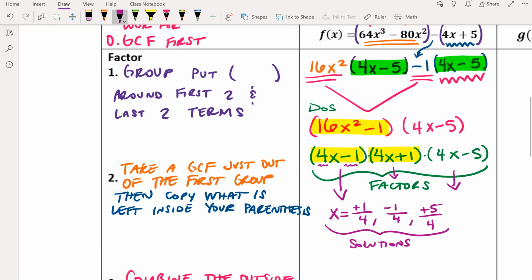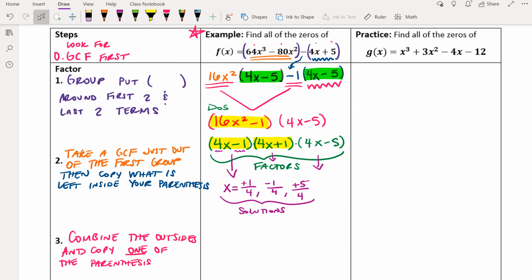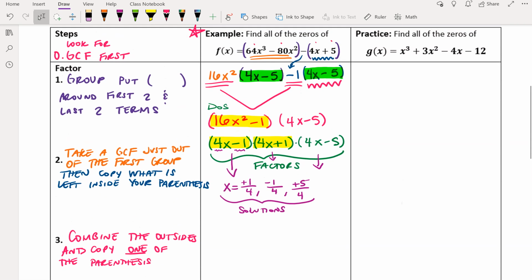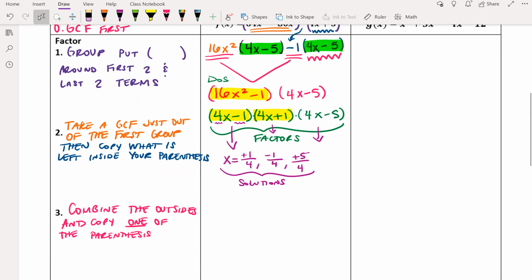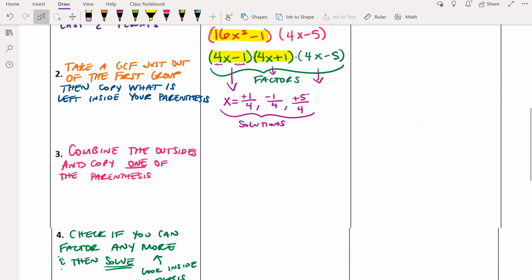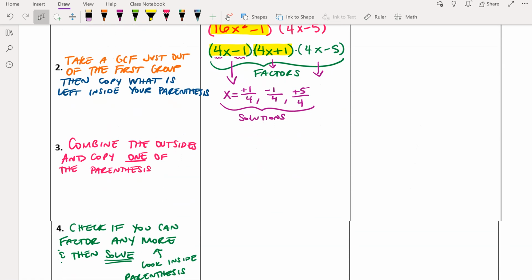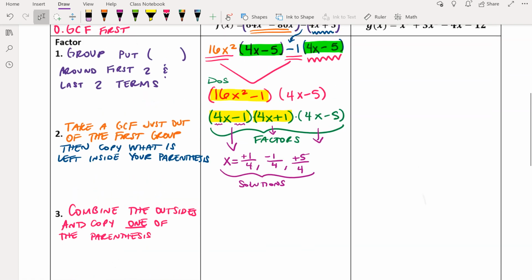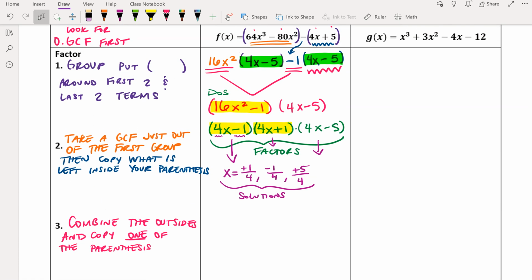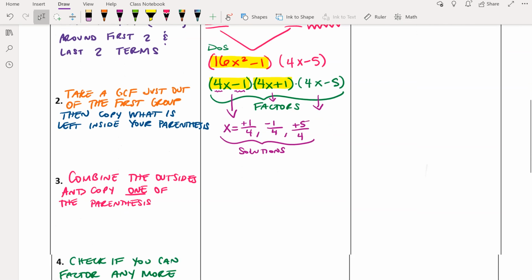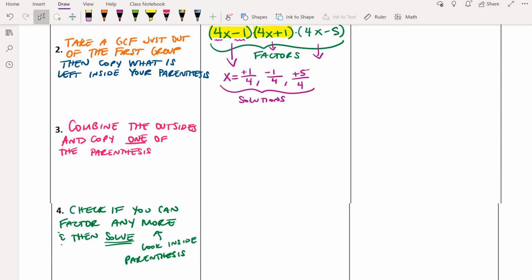Now we're going to try a practice problem. So hopefully you got all of those notes. I'm going to zoom out and make sure that you have all the steps. Group, put parentheses around the first and last two terms. Take a GCF out of the first group, then copy what's left inside your parentheses. And y'all, the second step is a little vague. People like to think of it different ways. So I'll help you on the practice. We'll see if we can get the hang of it. This is a really weird kind of factoring, but we can do this.